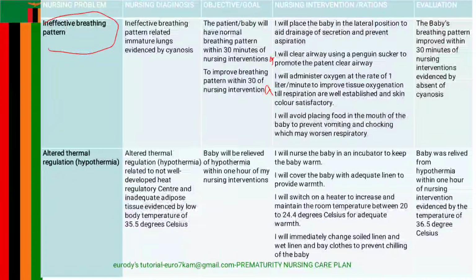In terms of intervention, you can say I'll place the baby in a lateral position to aid drainage of secretions and prevent aspiration. Apart from that, you can say I will clear the airway using a penguin sucker to promote the patent airway. You can also talk of administering oxygen 1 liter per minute to promote tissue perfusion or respiration. You can talk about avoiding placing food in the mouth of the baby to prevent vomiting or choking. Basically, here in terms of food, you're avoiding breastfeeding the baby immediately, as that may cause choking.